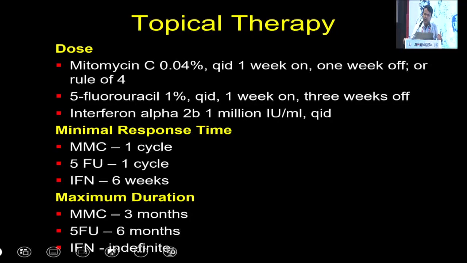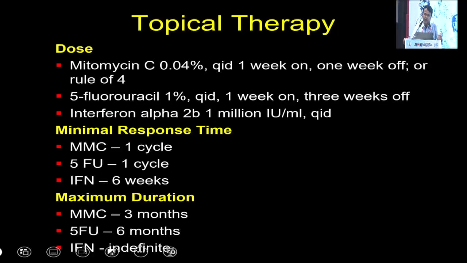QID, 1 week on, 1 week off is one protocol. The second protocol is the rule of 4: 4 times a day, 4 days a week for 4 weeks. That is one cycle, after which you give a gap of 2 weeks. So there are 2 protocols in mitomycin: 1 week on and 1 week off, or 4 times a day, 4 days a week for 4 weeks, and then a gap of 2 weeks.